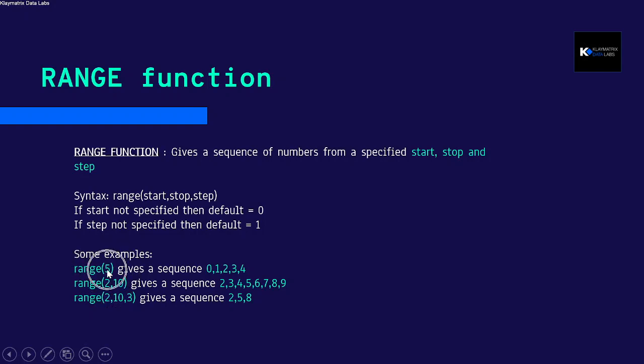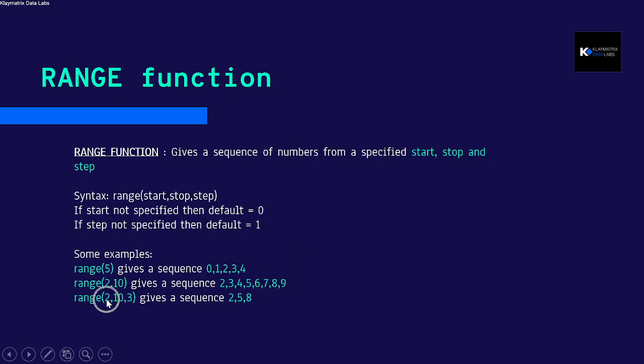The stop value is excluded. Just one stop, one less than the stop value. Second example is 2 comma 10. So in this case 2 is start, 10 is stop. Step is not specified, the default step is 1. So it starts from 2 with a step of 1, which means 2 plus 1, 3 plus 1, 4, all the way up till 10, but excluding 10, right? Very important, excluding 10, so only up till 9.